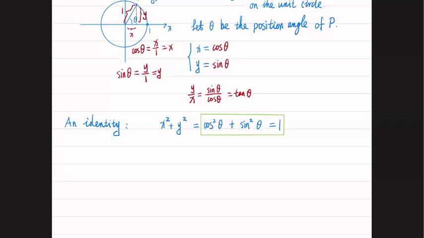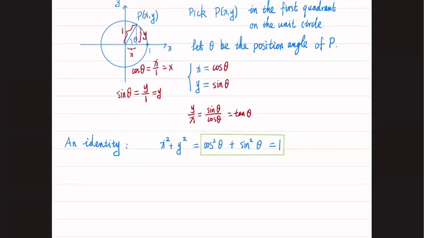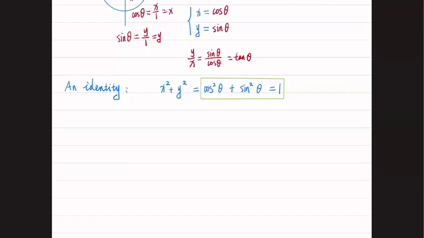Now we can allow the angle to move. Previously, we only considered the point in the first quadrant. If we move to the second quadrant, we have the same equation. Isn't it negative x? Okay, give me a second. It is.